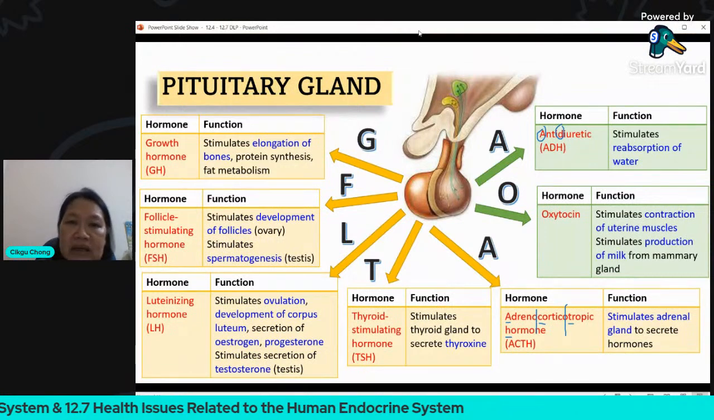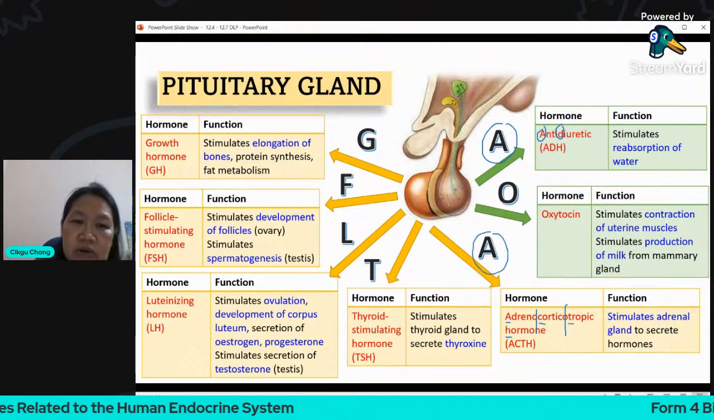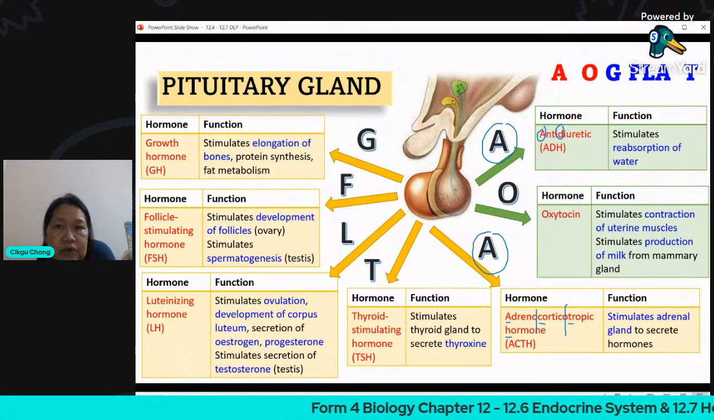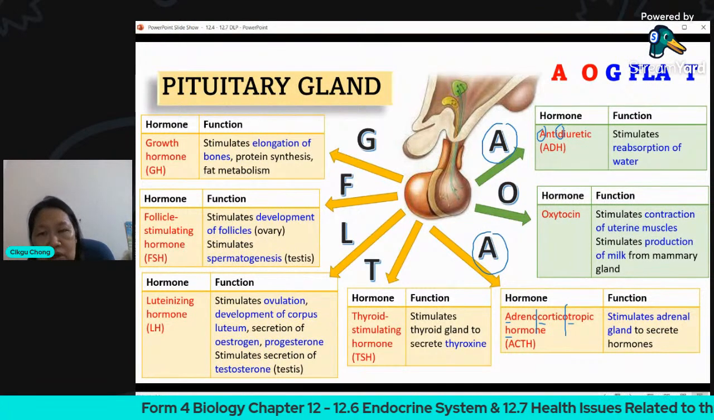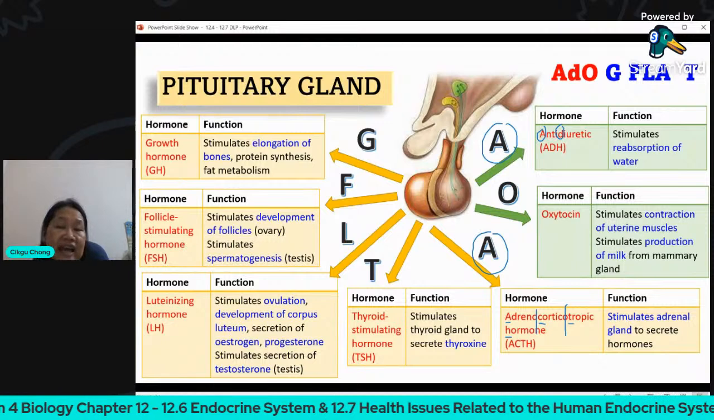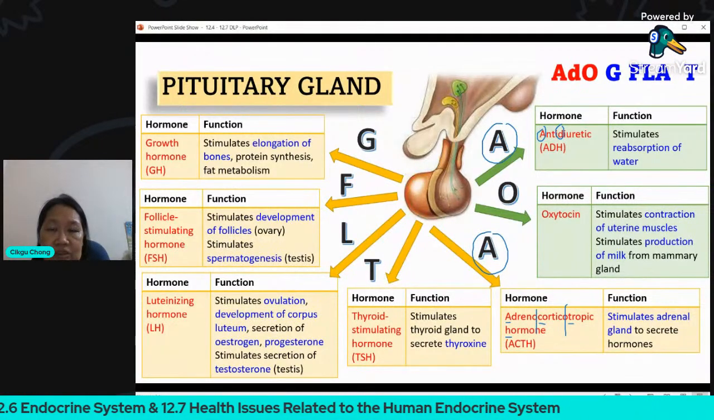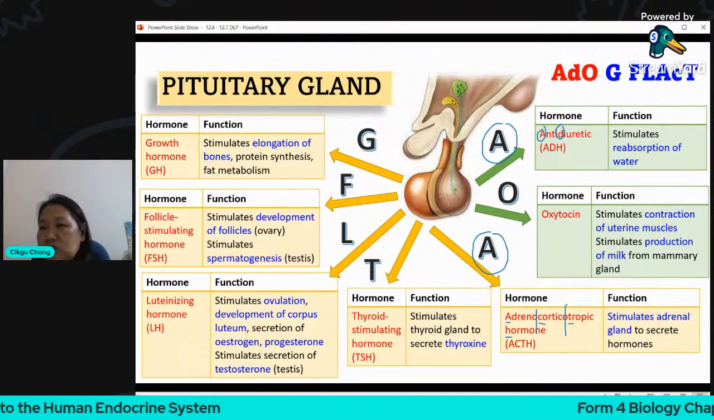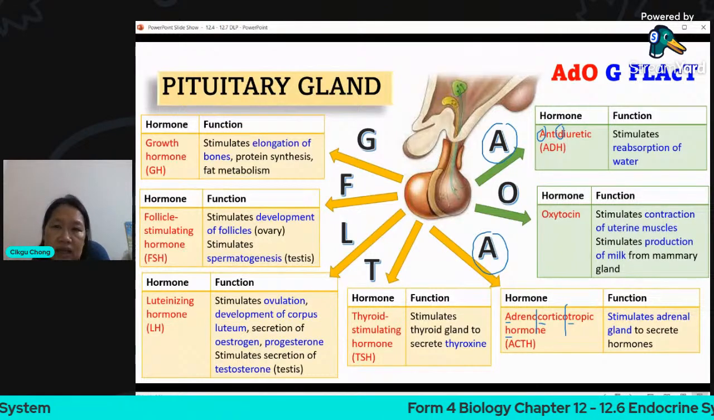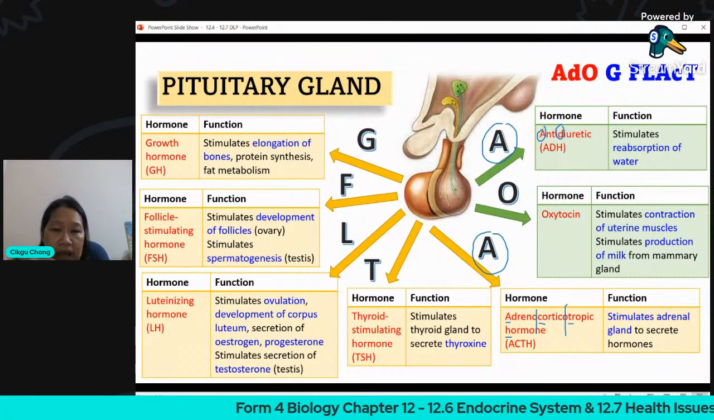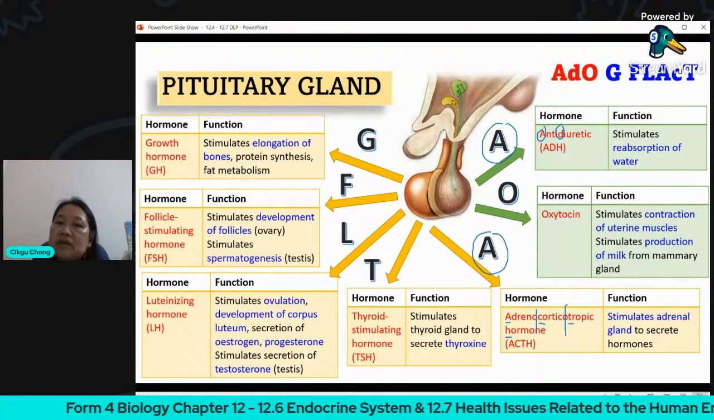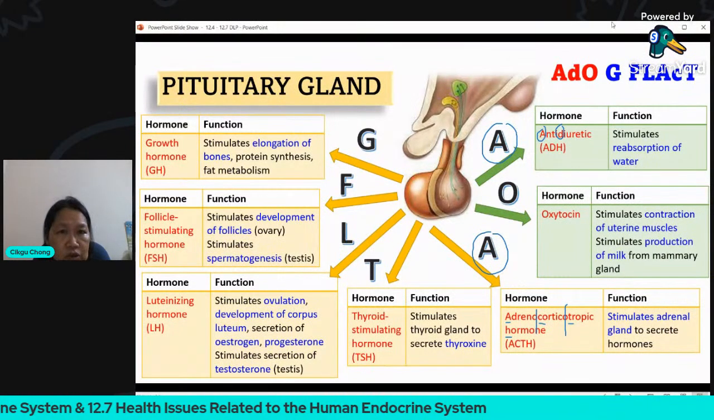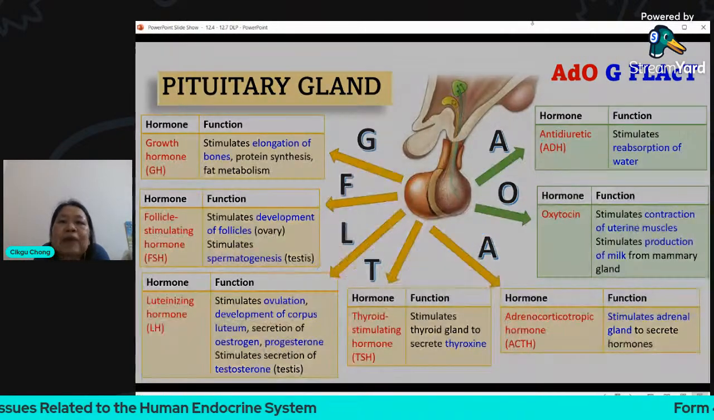Now you might think, teacher, so difficult. You have two A's here, how do you remember which is which? Remember this: you have A and O, this is your posterior. G flat is for your anterior. So just put one letter in between there. The D to remember is ADH for the posterior, and the other one is ACTH, adrenal corticotropic hormone. So ADH is for the posterior, and your ACTH, the other A, is for the anterior. I think it may be confusing for you, so take the time to go over it again. Sorry, let's go on.